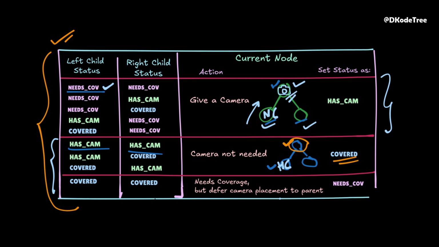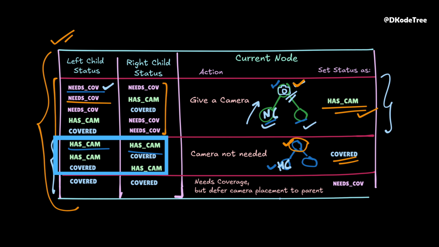But the point to note here is that in the previous set also, we had a few combinations with has cam. But the other child status in such combinations was needs coverage. So we had to give priority to the coverage needed and assign camera to the current node in all such cases, even if one of the child was already having a camera. So that's why we are giving a camera in the first set. But in the second set, we are already excluding all the cases that were part of the first set. In the second set, as no combination has needs coverage, so if any of the child already has a camera, we can safely set the status of the current node as covered.